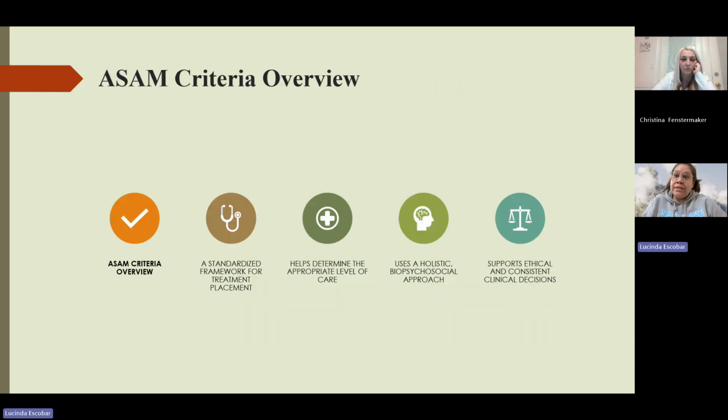The ASAM criteria is a standardized framework used to determine the appropriate level of care for a client. It helps counselors make ethical and consistent decisions about treatment placement. ASAM supports a holistic approach by looking at multiple areas of the client's life, not just substance use.